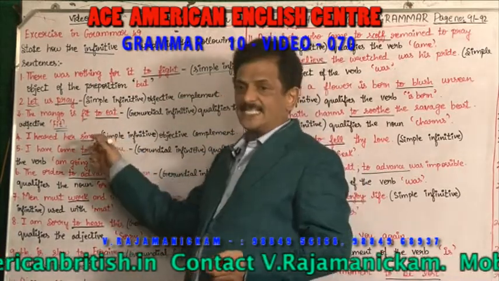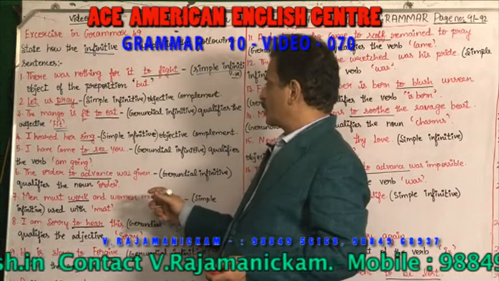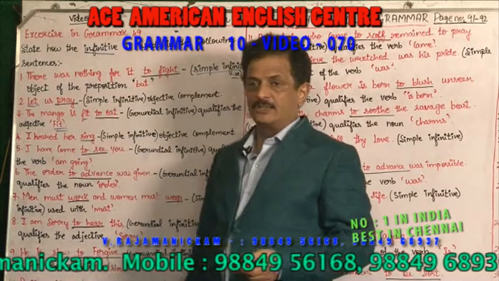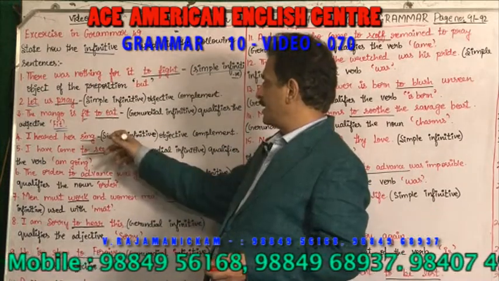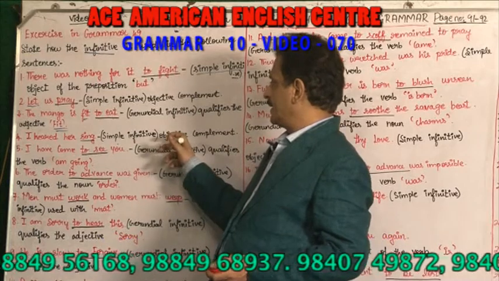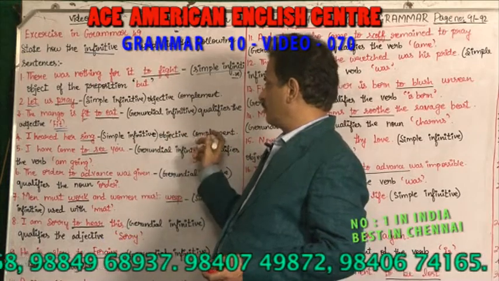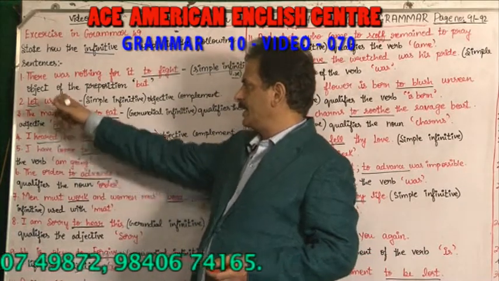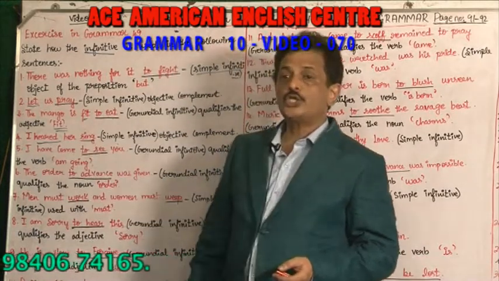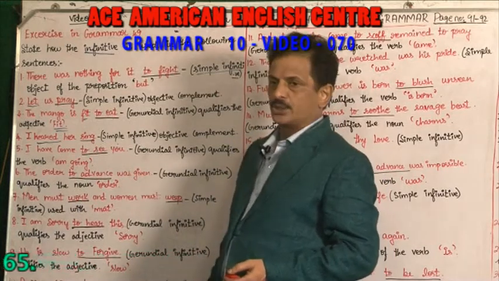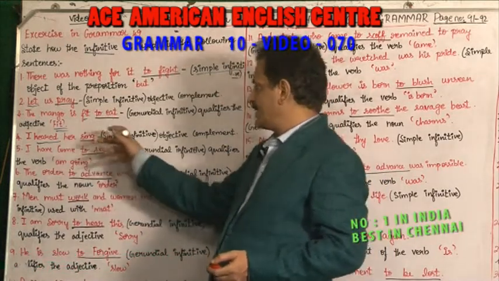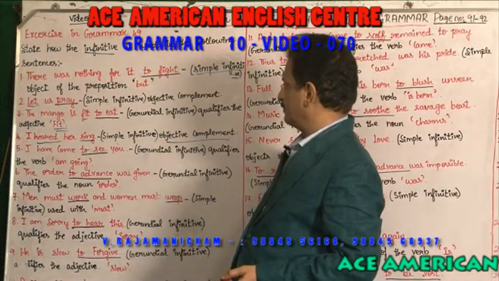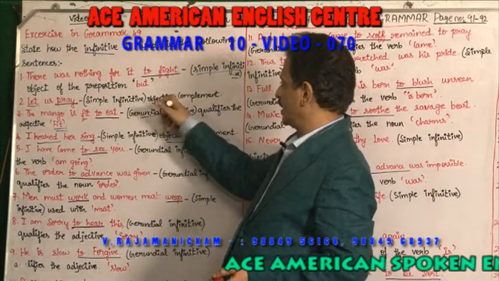"I heard her sing." So "I heard her" gives a meaning, and when you add "sing", it gives a complete meaning. So it is a simple infinitive, and here it is an objective complement. Sing comes as an object. Heard is the verb. With heard, as with let, you are not supposed to use "to sing"; just "sing" is used, "to" is left out. I heard her sing: it is a simple infinitive, an objective complement.